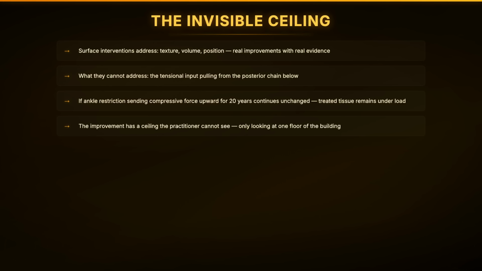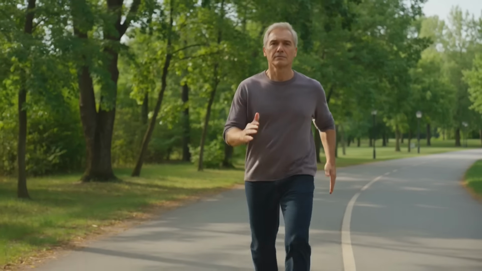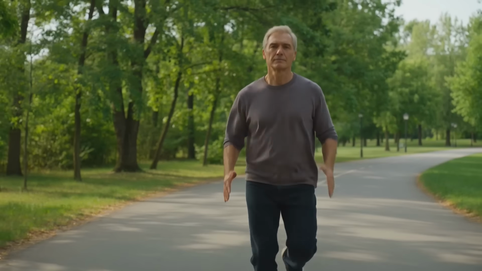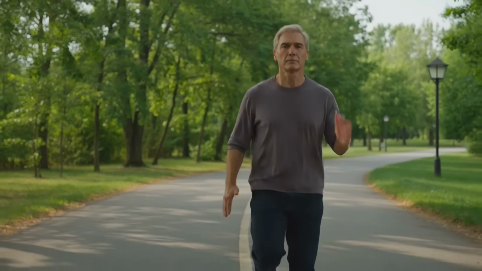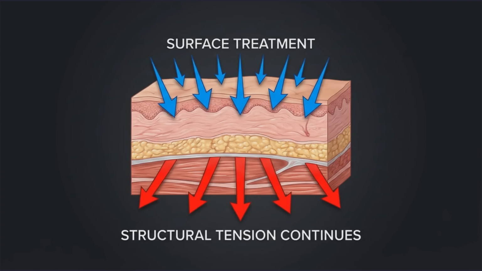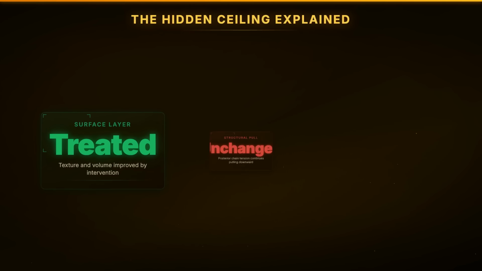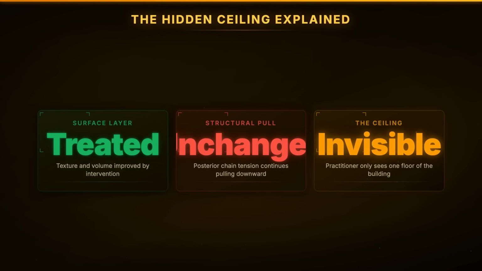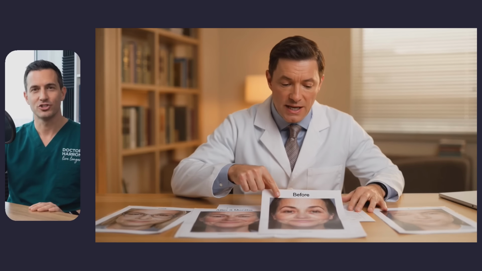Every surface level intervention faces a version of the same challenge. It's addressing the output without addressing the input. If the tensional state of the superficial backline remains unchanged, if the ankle restriction that's been sending compressive force upward for 20 years continues unchanged, then the tissue you've treated is still under load. The improvement happens at the surface. The structural pull continues underneath. It doesn't mean the intervention was wasted. It means the improvement has a ceiling the practitioner cannot see because they're only looking at one floor of the building.